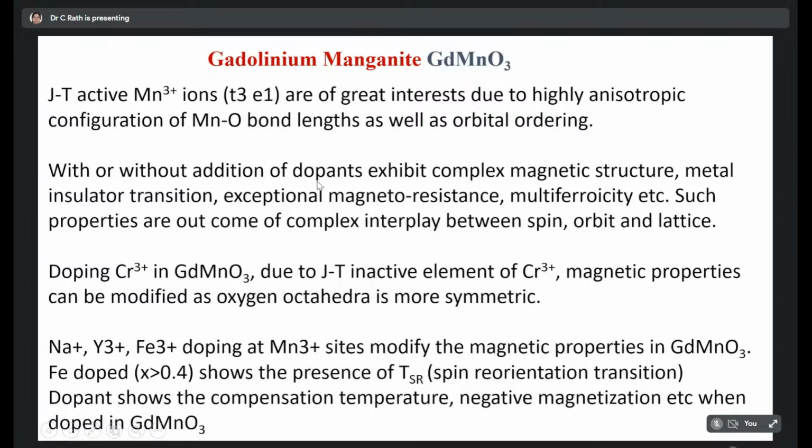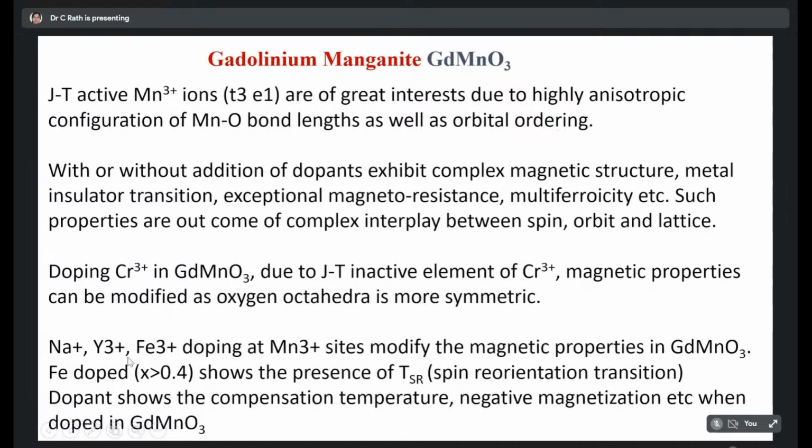With or without addition of dopants, it exhibits complex magnetic structure, metal insulator transition, exceptional magnetoresistance, multiferroicity, etc. Such properties are an outcome of the complex interplay between spin, orbit, and lattice. When we dope chromium, some papers show that doping chromium in GdMnO3, due to Jahn-Teller inactive chromium 3+, the magnetic properties can be modified as the oxygen octahedra is more symmetric.